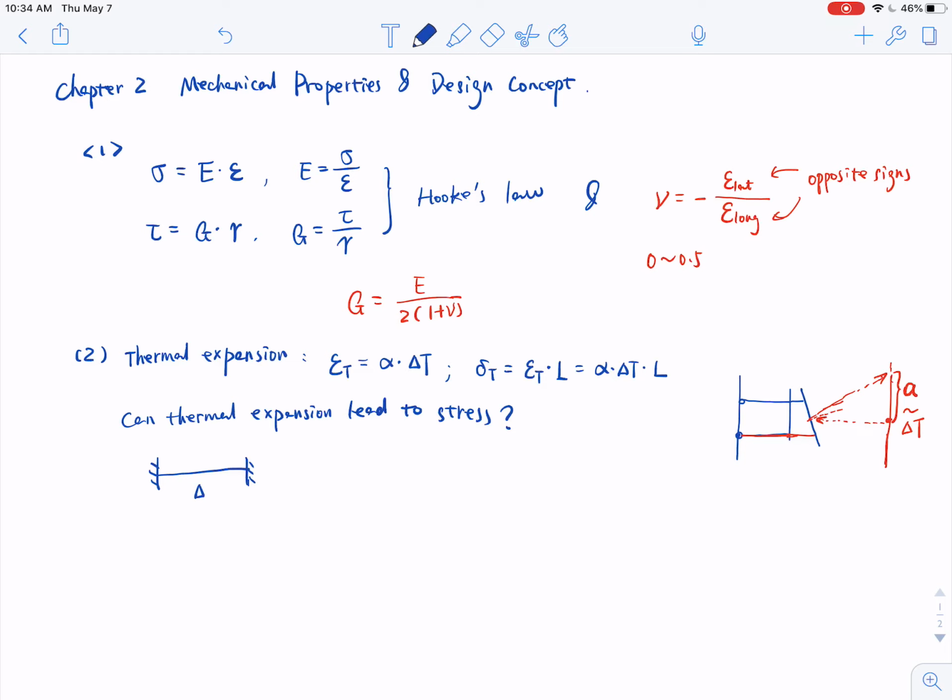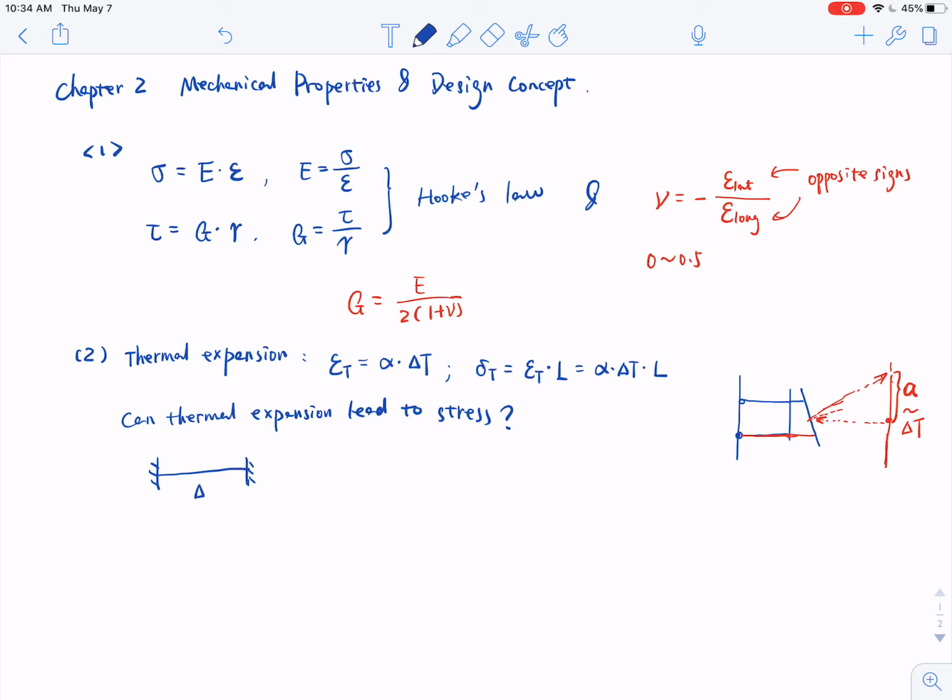It will tend to expand, but the expansion is not allowed, since two ends have been clamped. So it's equivalent to a case where you allow its expansion, then push it back to the original length. As a result, a compressive stress will be generated in it. But if you cool it, it will tend to shrink, but you do not allow it to shrink, you stretch it back. As a result, a tensile stress will be generated in it. So those are the cases.